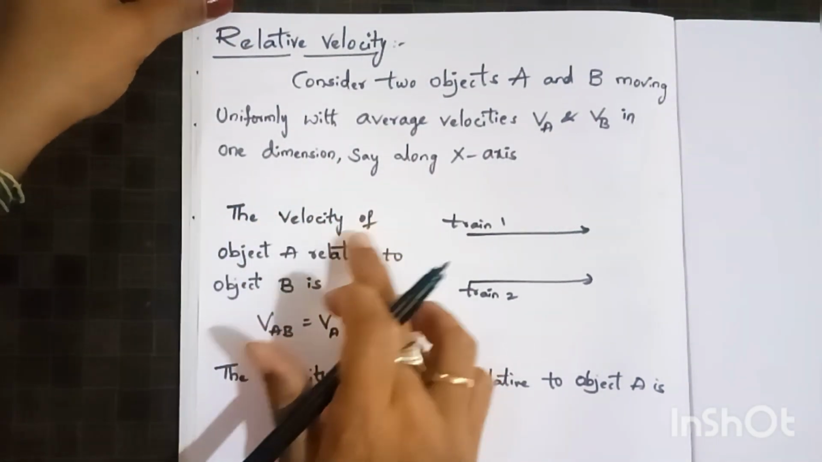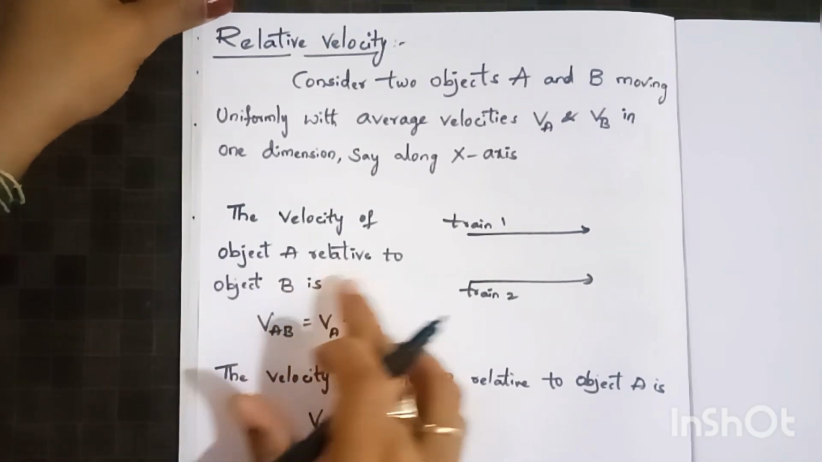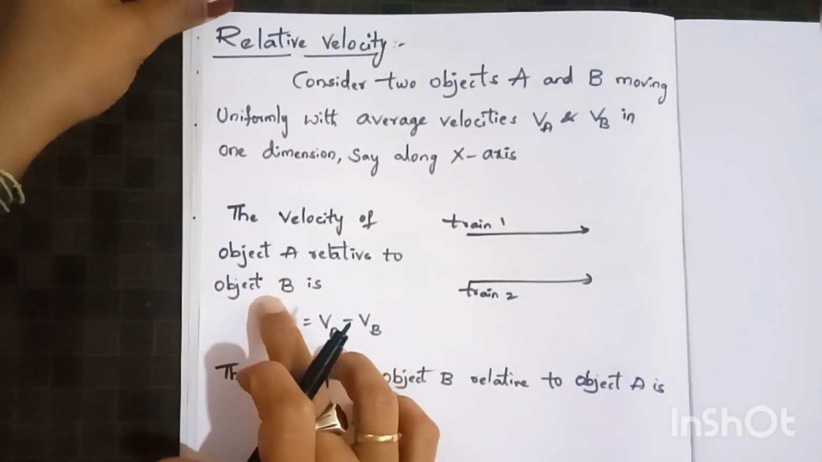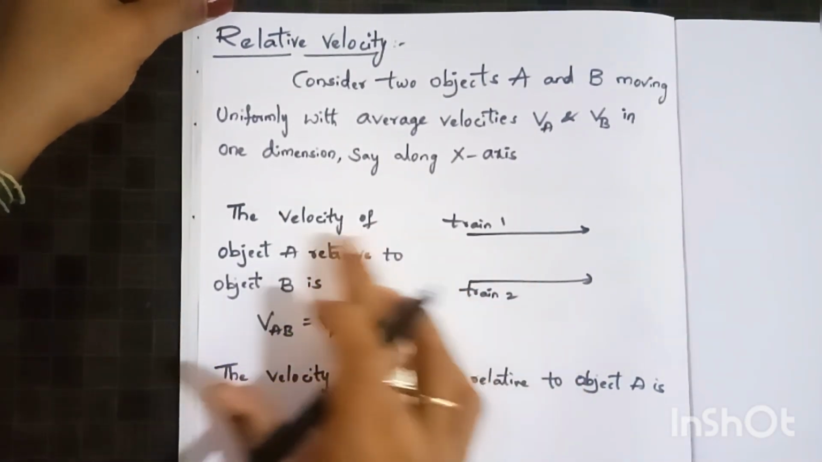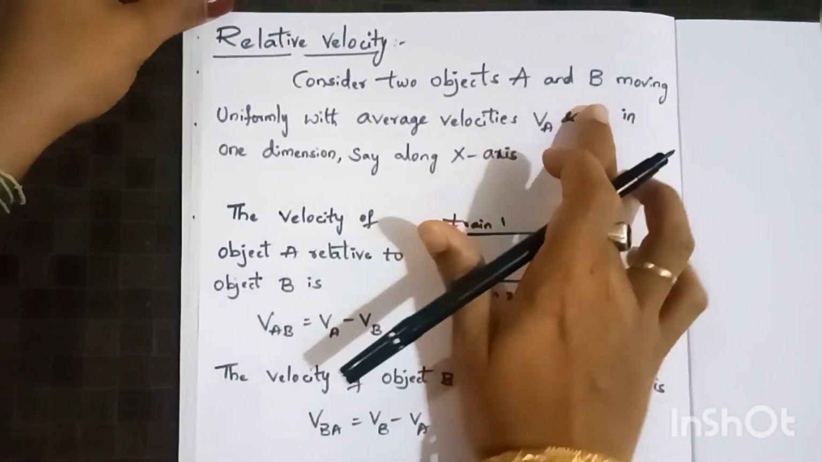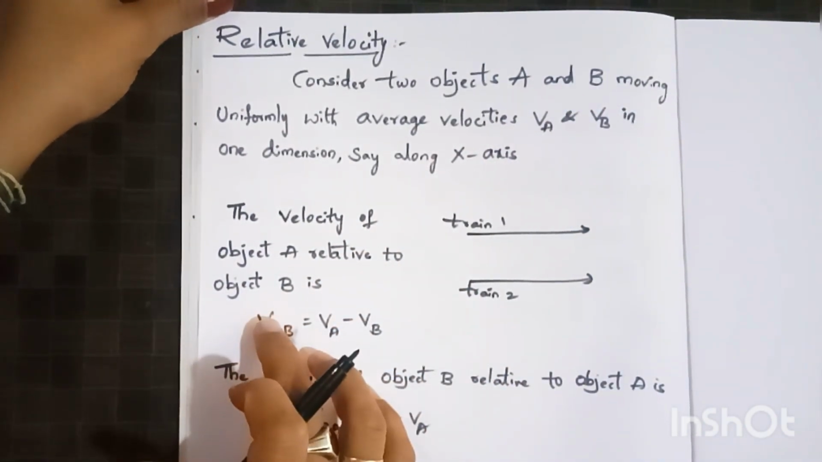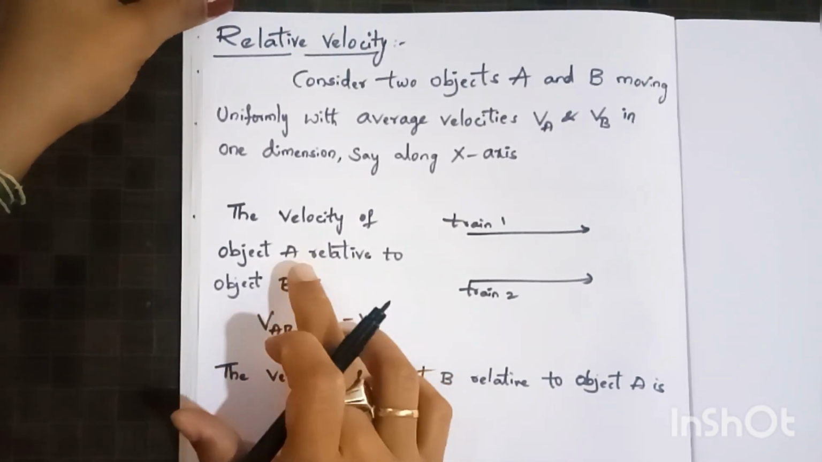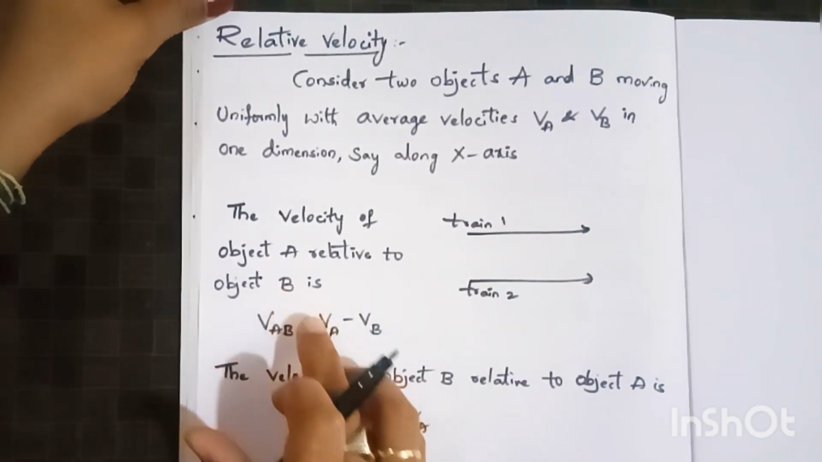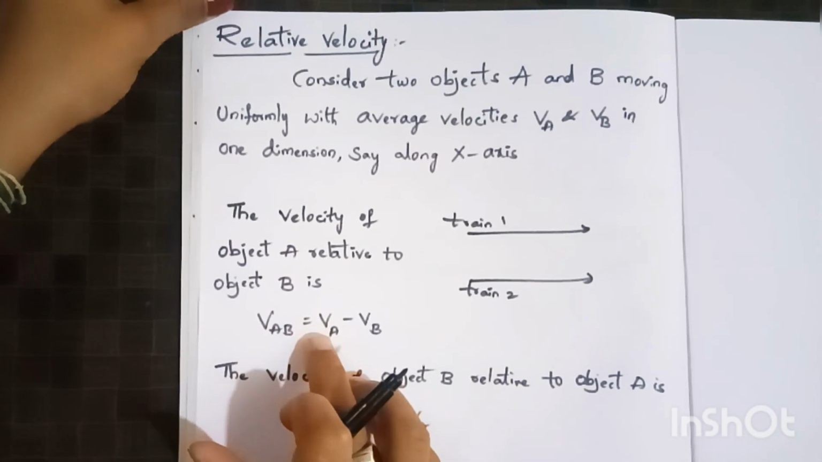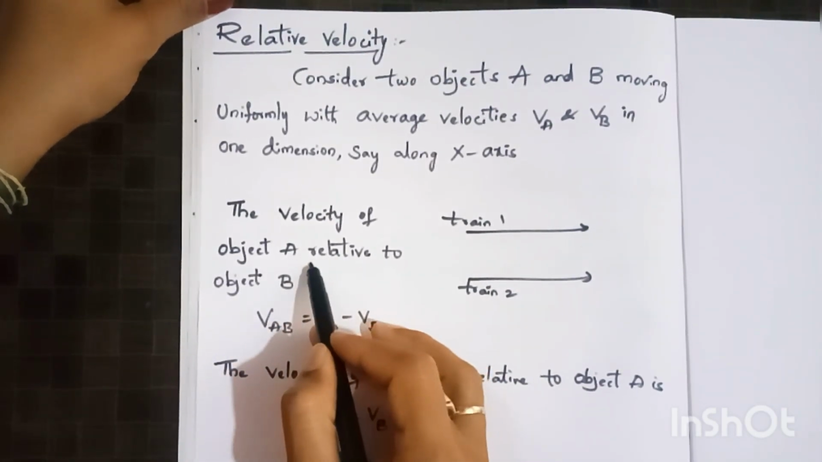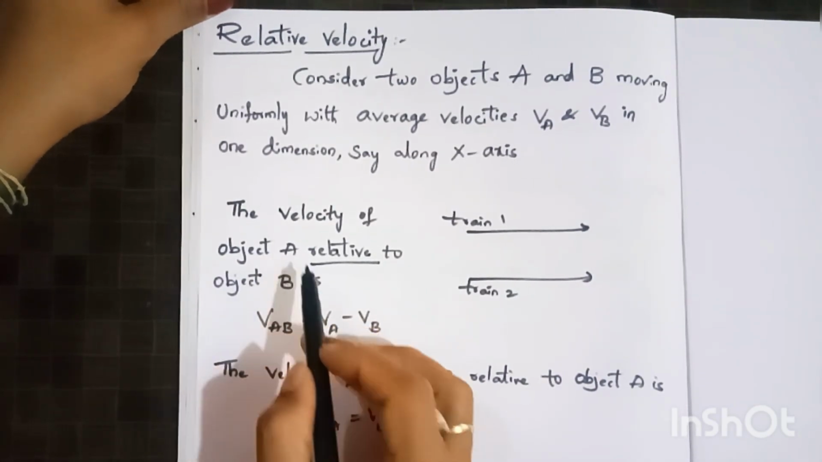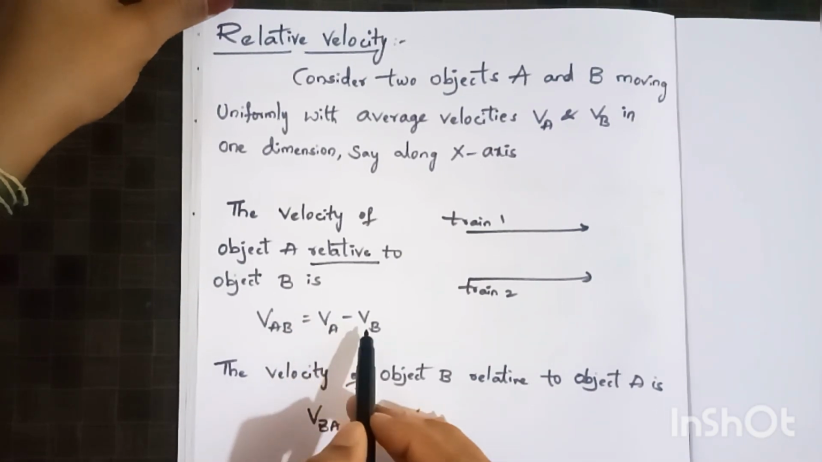The velocity of object A relative to object B, or the velocity of the train 1 observer relative to the observer in train 2, is given by VAB equals VA minus VB. Here, object A relative to object B, so the velocity is written as VAB equals VA minus VB.